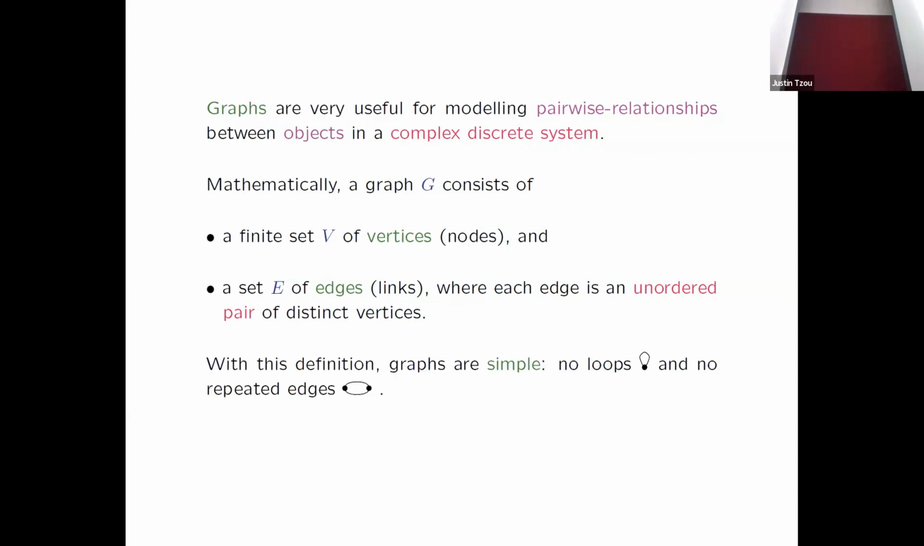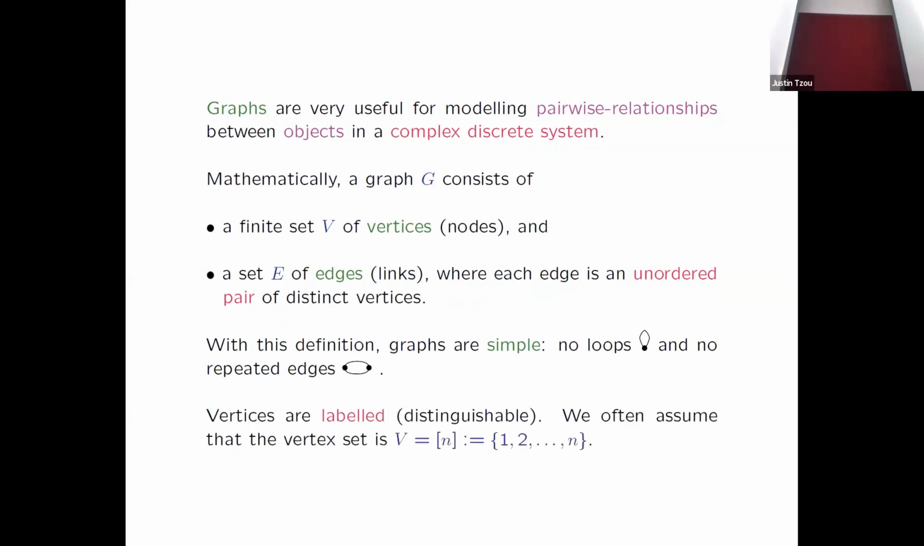graphs are simple. So an edge joins 2 distinct vertices, so you don't get a loop. And it's an edge set, not an edge multi-set, so you don't get repeated edges. Other places you might see different definitions of graphs, but I think this is the most standard for graph theorists. And I also know the names of all the vertices, so that I can tell the vertices apart. They're labeled. We may as well assume the vertices are labeled with the first n positive integers, which I'll denote with this square bracket n symbol here.